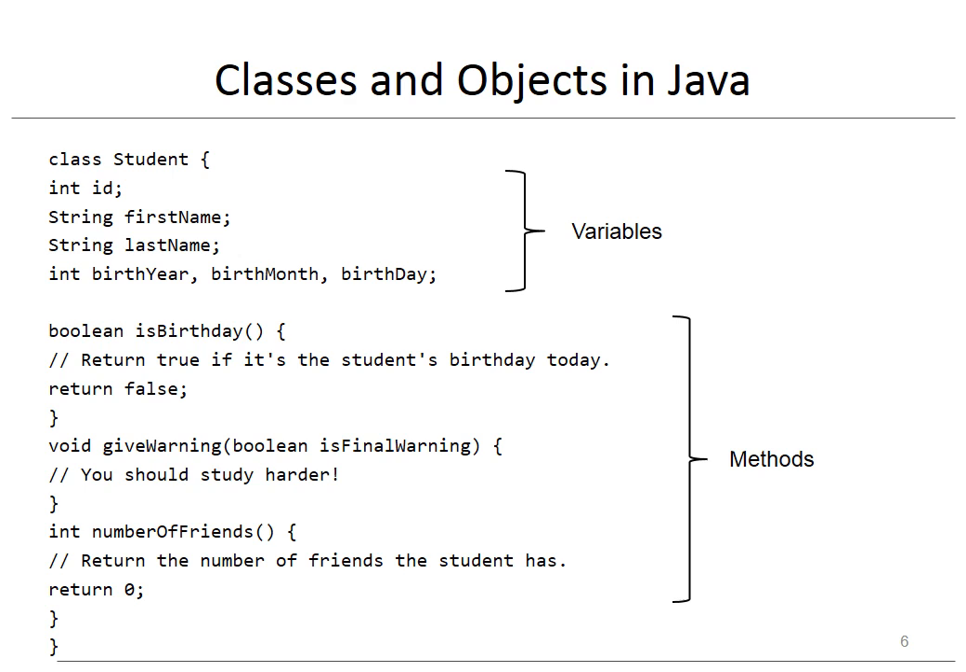Indeed, it's Boolean, representing whether today is a student's birthday or not. Note that the return keyword is used to indicate what the method returns.